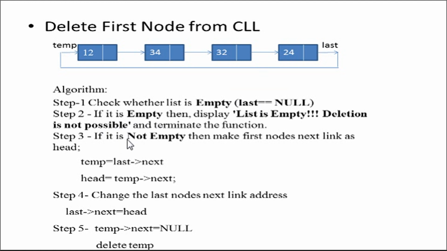If it is not empty, then we need to store the address of the next node of the node to be deleted as the head. So how we can write that: temp next, that is 34, will be the head. So head is equal to temp next, and we need to make this the first node. So we need to change the last next pointer. So the last node's next pointer will point to the head. Then make temp next equal to null, and then delete temp. All these things are represented in step 3, 4 and 5. Okay.